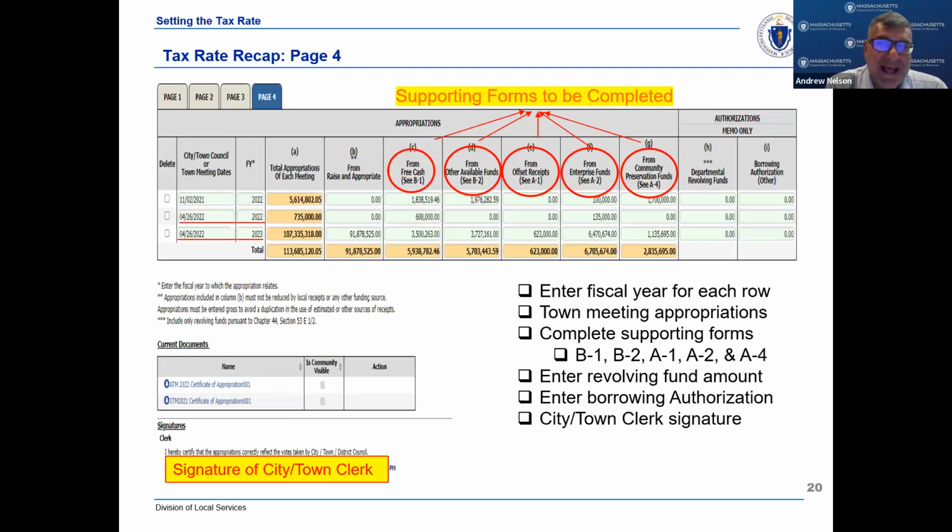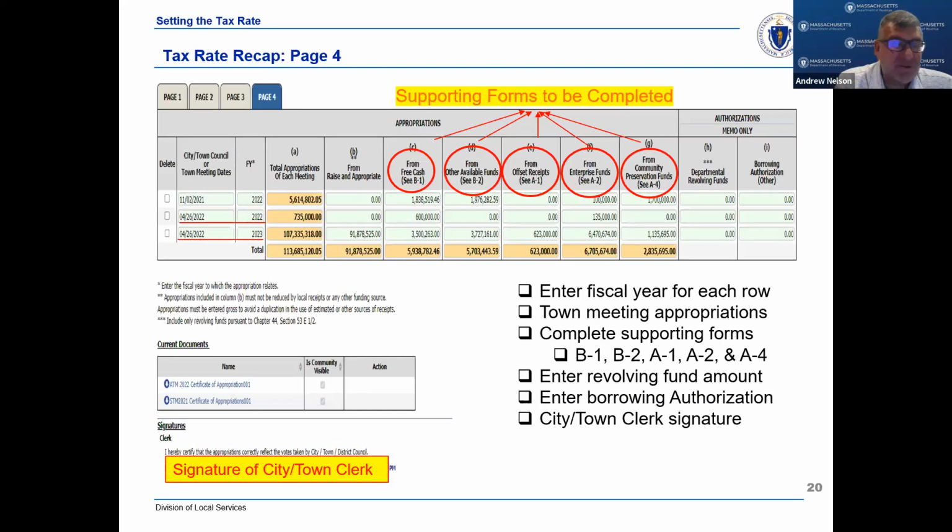Page 4 goes from last year's page 4 to this year's page 4. So if you set your recap on November 1st, then every meeting that comes after November 1st goes on the new page 4 until you set your recap this year. So this form is the responsibility of the town clerk. We know they don't fill it out in every community, but they are the person responsible for it. They are the person who has to sign off for it. If something is wrong with it, they're the ones we're going to come talk to.